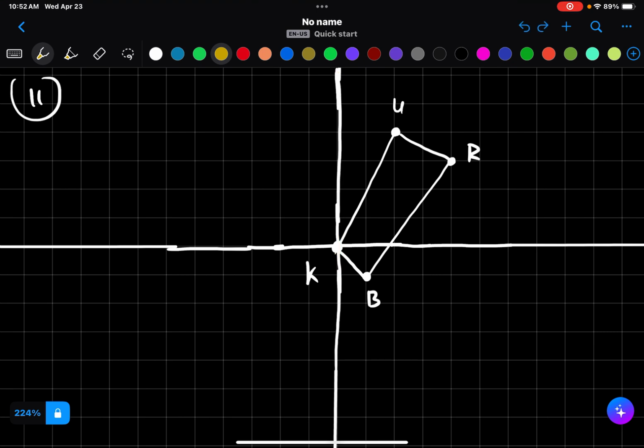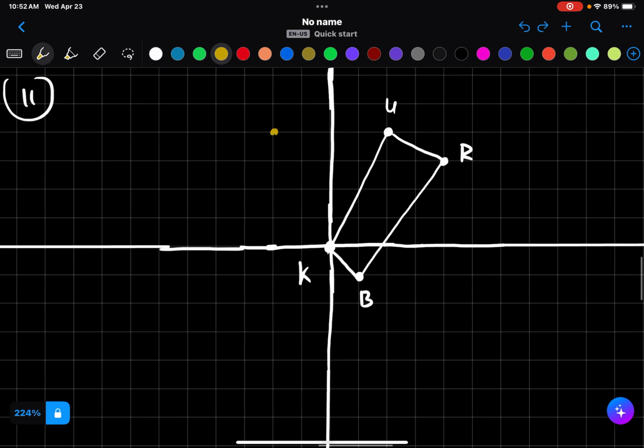So let's do that. U is 2 to the right of the Y, now it's going to be 2 to the left. R is 4 to the right, now it's going to be 4 to the left. K stays where it is because it's on the actual axis. It can't move. It's not anywhere to the right or left to begin with. B is 1 to the right, so now it's going to be 1 to the left. Now connect your dots. And there you go. This is the mirrored object for number 11.